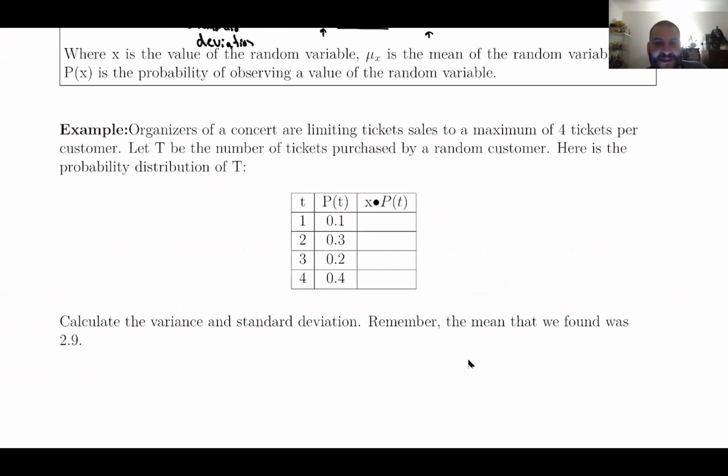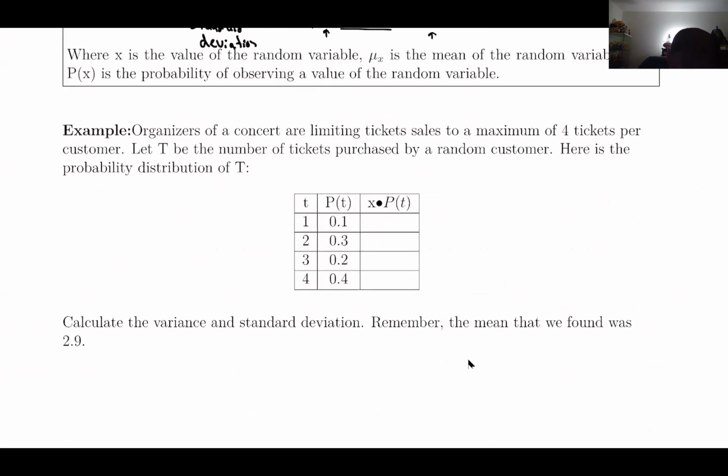All right, so let's go ahead and do this formula. Those are just little typos, don't worry about it. For this one, it says 4 tickets per customer. So let T be the number of tickets purchased by a random customer. Here is the probability distribution.